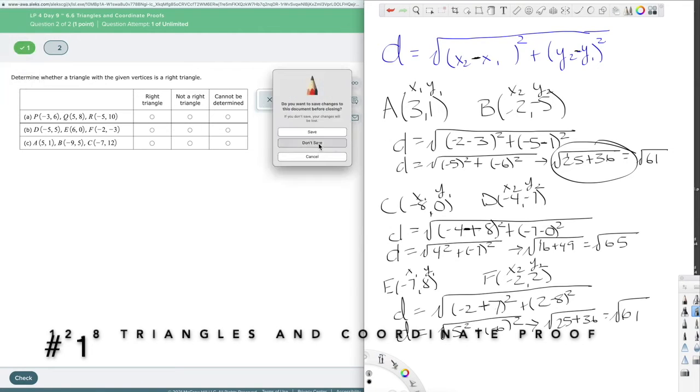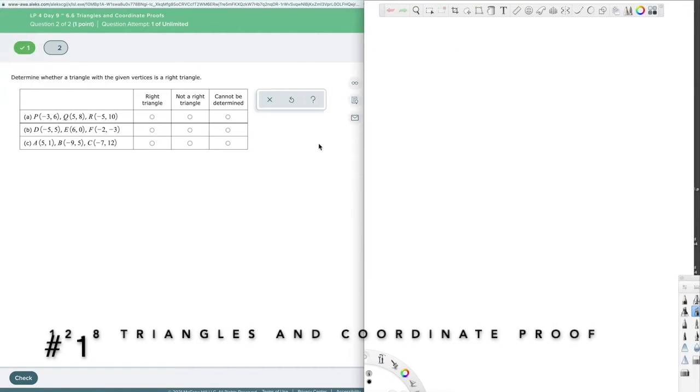Okay, so determine whether a triangle with the given vertices is a right triangle. So one thing they want you to do in here, and it's been a while since we've actually dealt with this idea, but when we're dealing with slopes, we have a right triangle like this, which would mean that the slopes are perpendicular to each other. So this line is going to be perpendicular to this line. And that means that the slopes are negative reciprocals of each other.